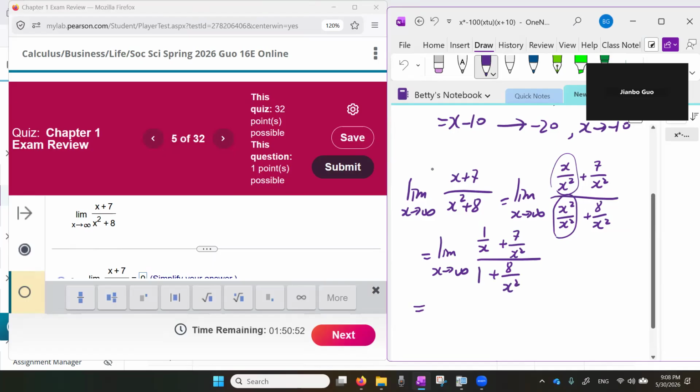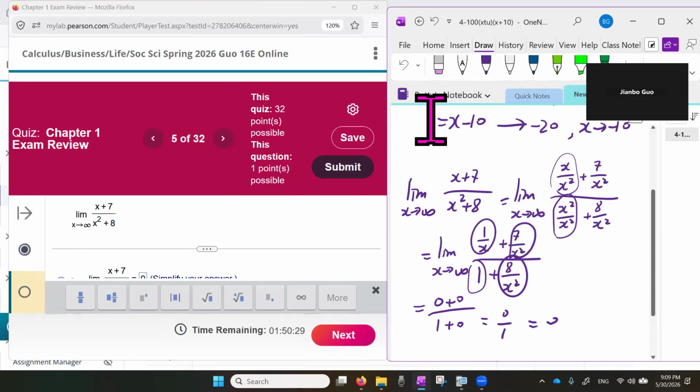So when x approaches infinity, this approaches 0, this approaches 0, this approaches 0. The constant doesn't change, right? It's 1. So the limit is going to be 0 plus 0 over 1 plus 0, and that is 0 over 1, that is 0. This is one way to understand it.